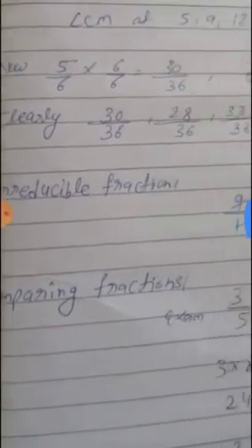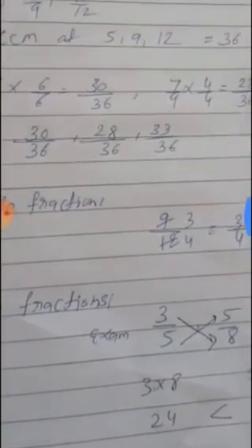Next one, irreducible fraction. That means whichever fraction is given, you change in lowest term. Lowest term means HCF of numerator and denominator is 1. See here 9 by 12 fraction is given. First you cancel this fraction. Cancel with 3. 3 3s are 9. 3 4s are 12.